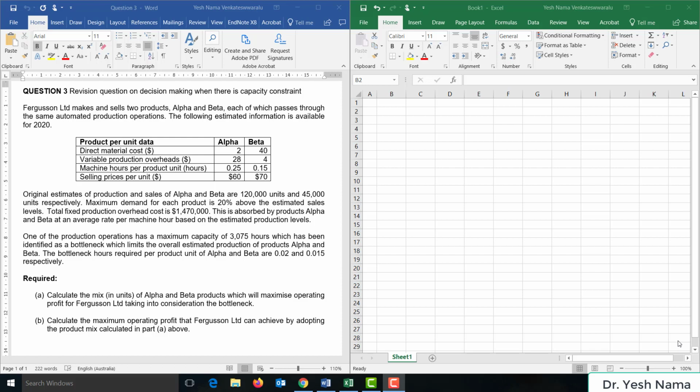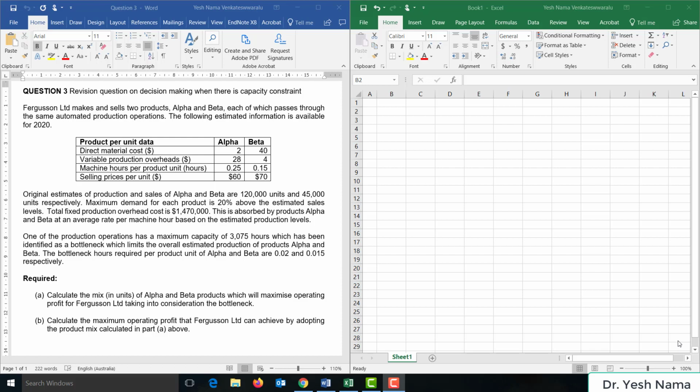This is a practice question on decision making when there is capacity constraint. Ferguson Limited makes and sells two products, alpha and beta, each of which passes through the same automated production operations. The following estimated information is available for 2020. So we've got direct material cost, variable production overheads, machine hours per product unit, selling prices per unit.